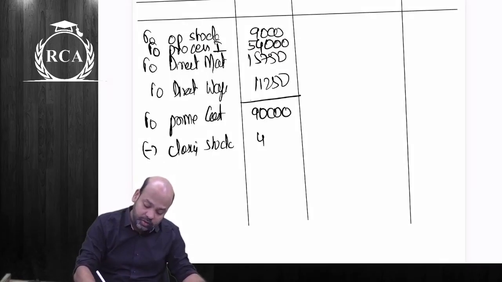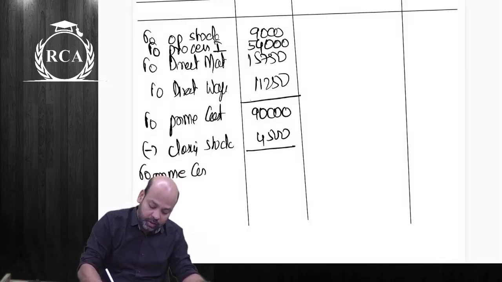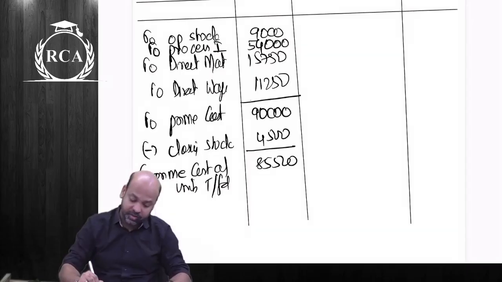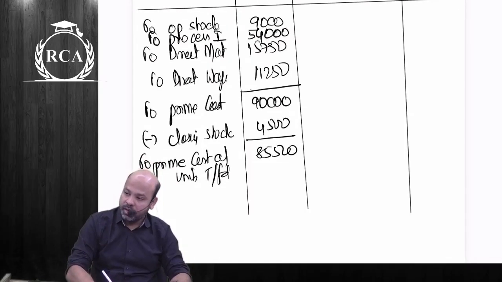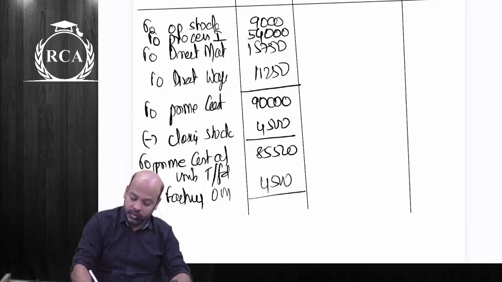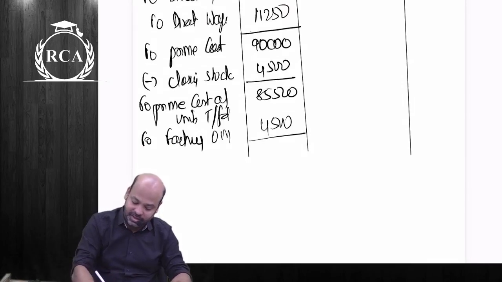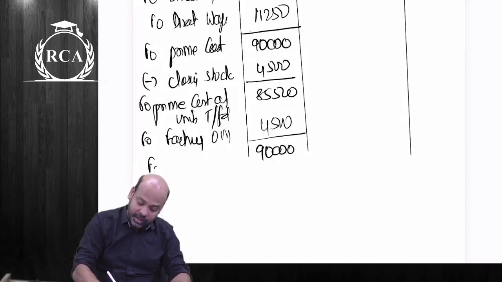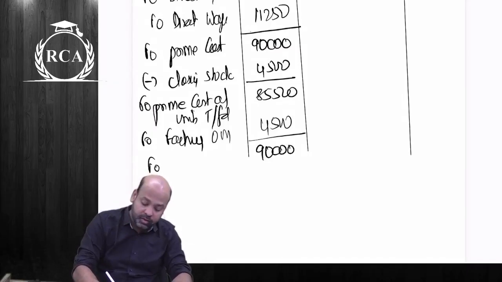90,000. Now closing stock 4,500. This will become what? Prime cost of units transferred. Are you all following? How much is that? 85,500. Next, factory overheads, how much? If I add these two, what will come? What is that called? What should I write here? Cost of goods transferred.